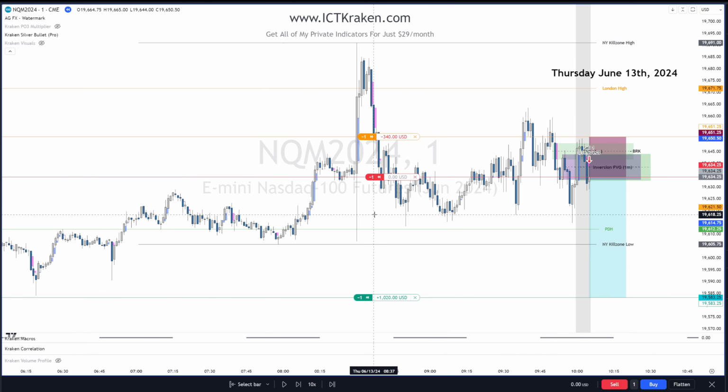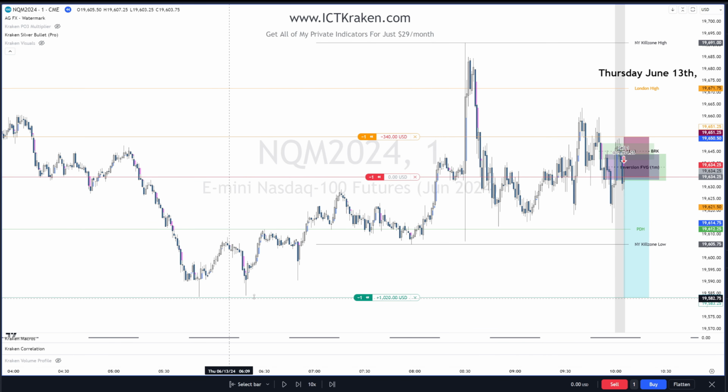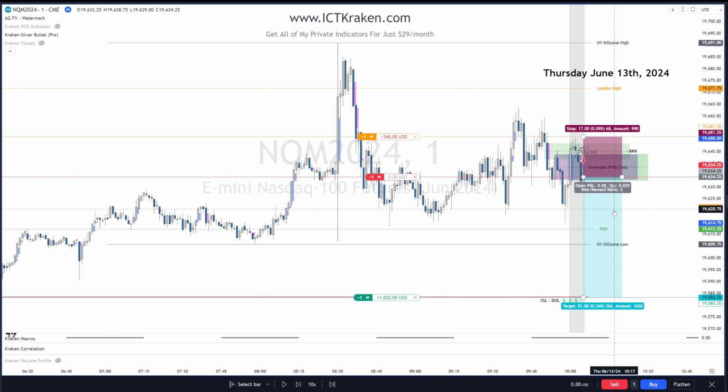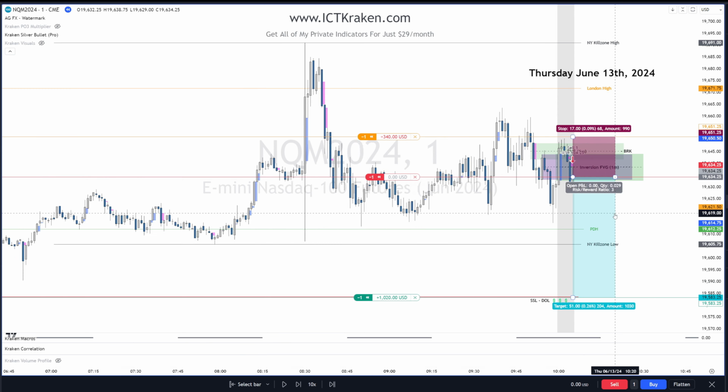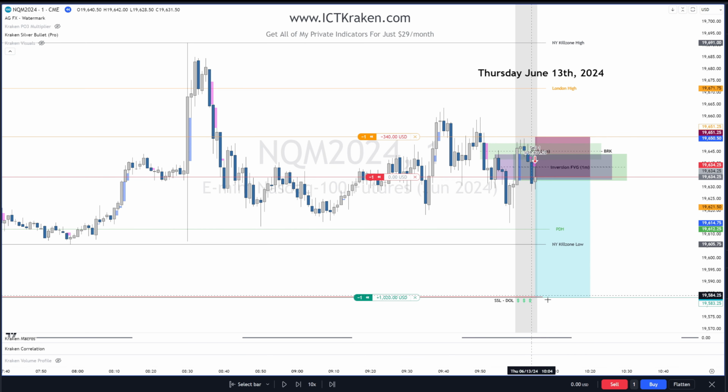All right, so what are we aiming for here? This right down here, there's relatively equal lows right there. That's way too clean. So that's what I'm aiming for. And it's 3 to 1. So it lines up perfectly. I mean, you can't even get better than that.